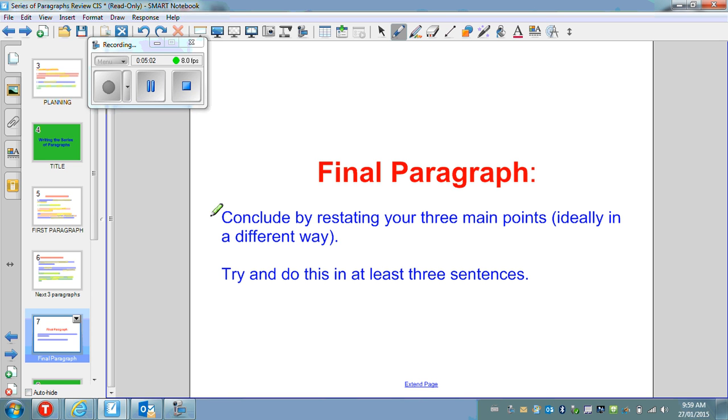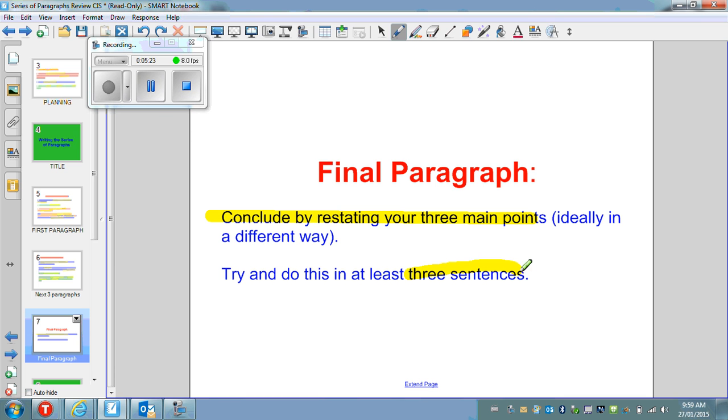You want to make sure you conclude by restating your 3 main points. Ideally, you've reworded it in a different way. If you really feel pressed for time, just make sure that you're restating those 3 main points. Try to do this in at least 3 sentences.